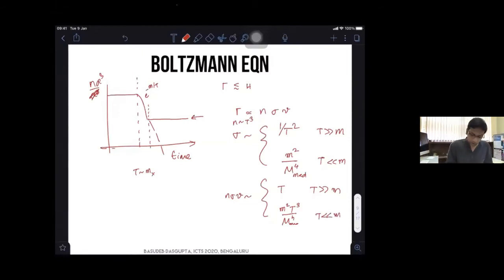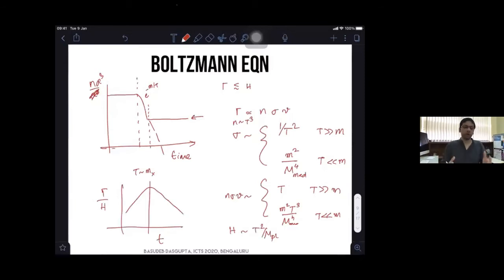So if you then plot, H goes as T squared by m Planck. So gamma by H, this ratio, as a function of time: at early times, gamma by H goes as 1 over T, and at late times, it goes as T. So it has a peak. So this roughly is the time at which most of the production happens.